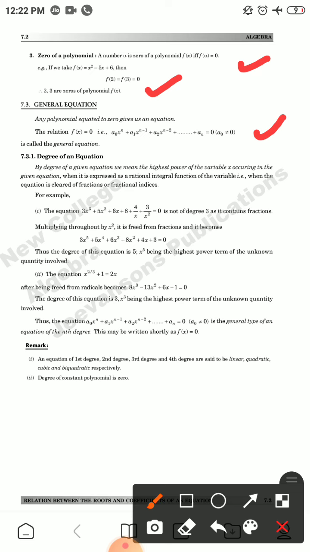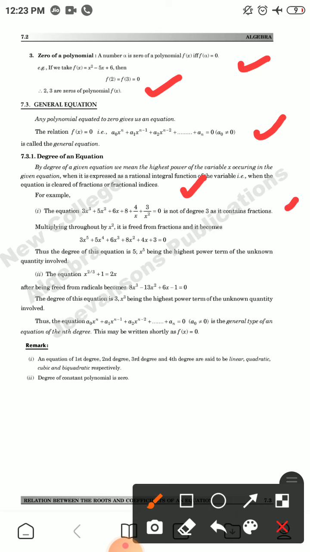By degree of a given equation, we mean the highest power of the variable x occurring in the given equation when it is expressed as a rational integral function of the variable, that is, when the equation is cleared of fractions and fractional indices. For example, the equation 3x raised to power 3 plus 5x square plus 6x plus 8 plus 4 by x plus 3 by x square equal to 0 is not of degree 3 as it contains fractions.